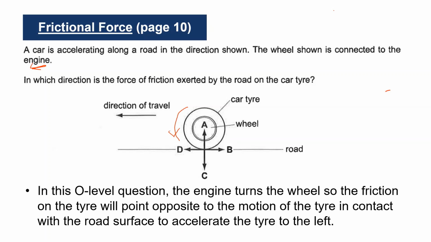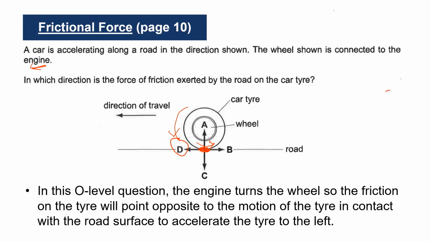And once you know this, you will see that at the point of contact at the bottom, the wheel surface is actually moving to the right. Friction opposes this motion, so the frictional force on the tire will point to the left. So the correct answer is actually D. For those of you who have done O-level, you should know this answer.